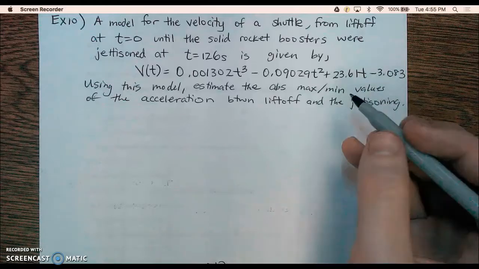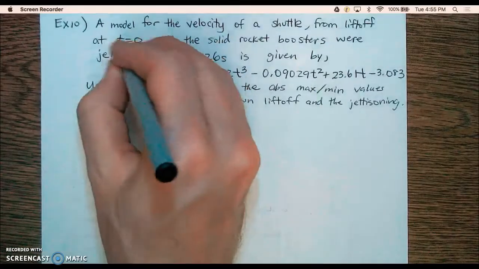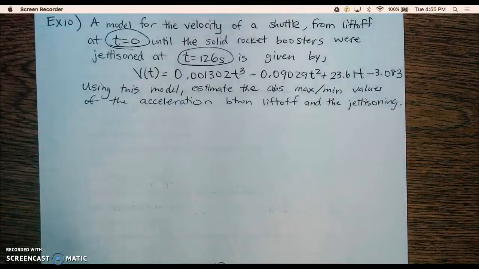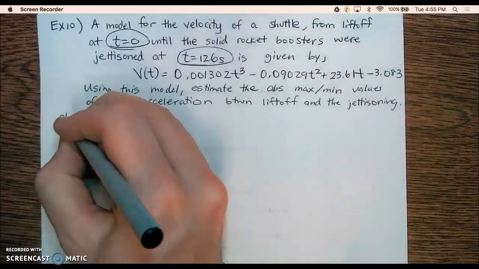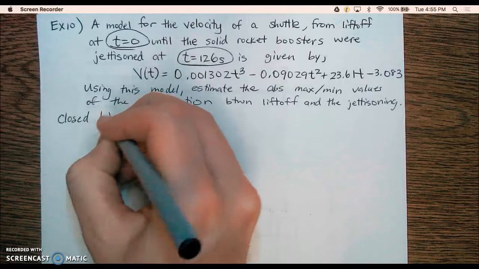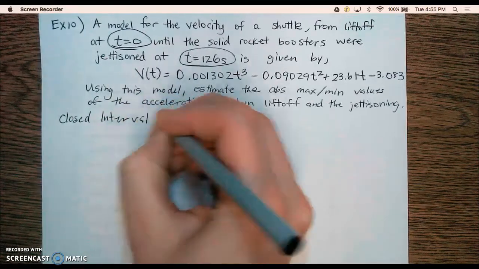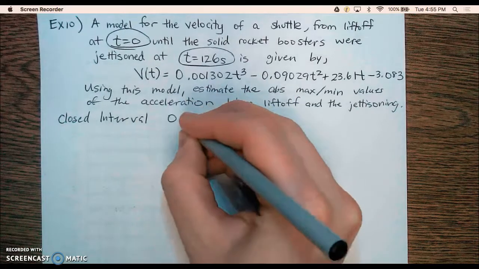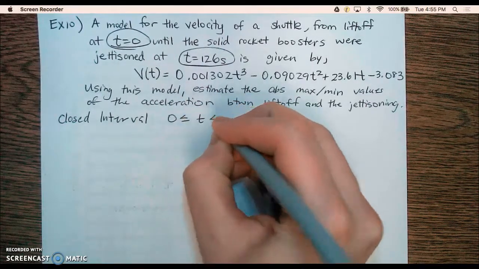So first, I want you to notice that it gave you a starting time and an ending time. So this is giving us that closed interval from 0 to 126 seconds.